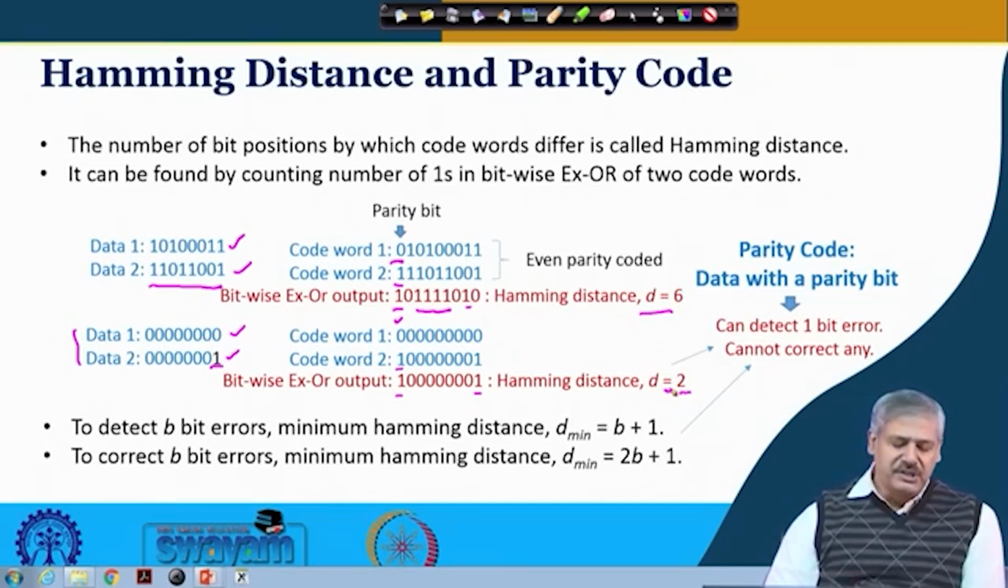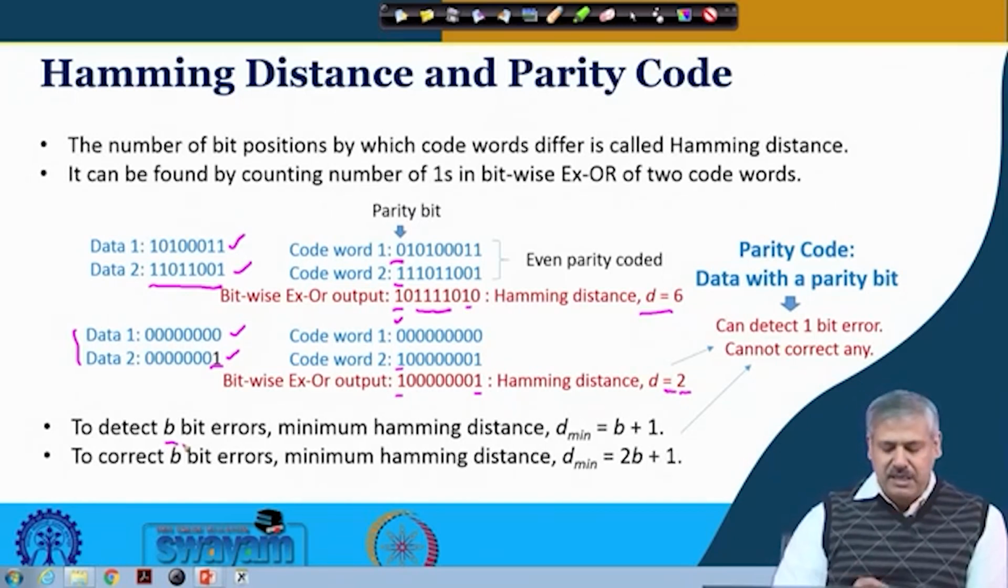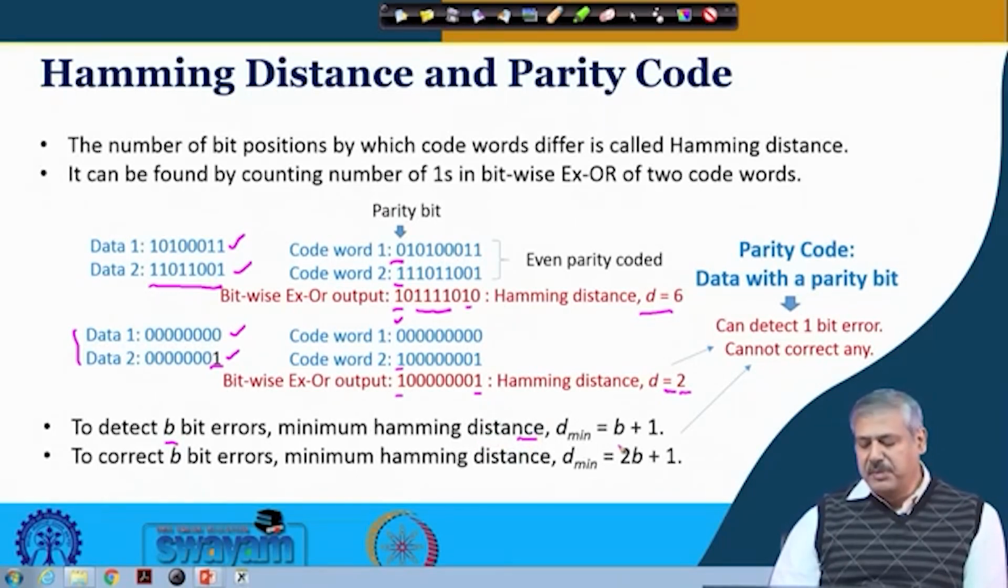Now, the rule says to detect b bit errors, the minimum Hamming distance required in the code words is b plus 1. So, we take the code words generated for detecting this error. For error detection code, the minimum distance required is b plus 1. So, the Hamming distance for the kind of parity coding we have seen before is 2, minimum Hamming distance 2. So, we can detect 1 bit error.